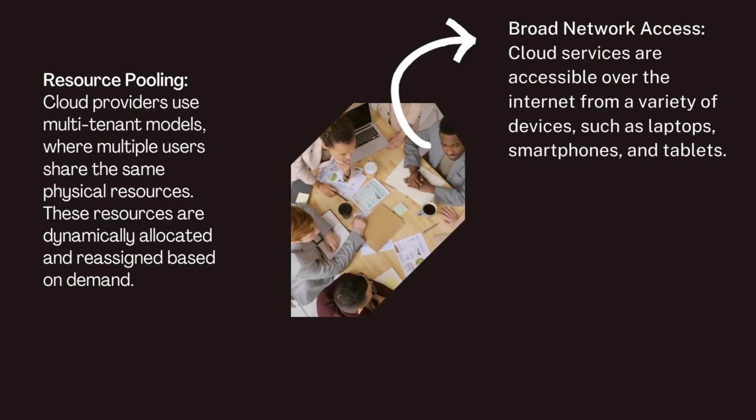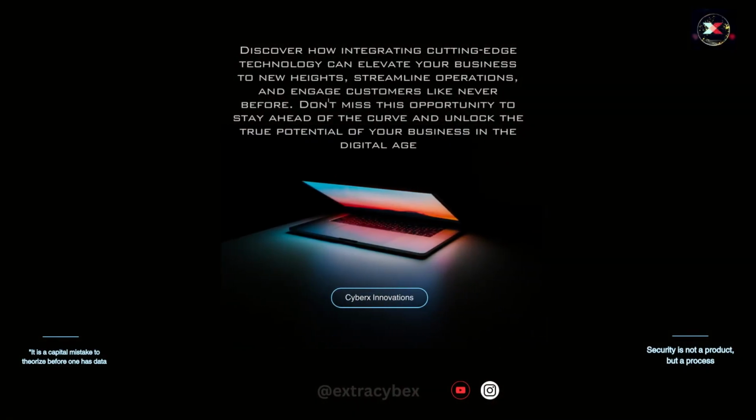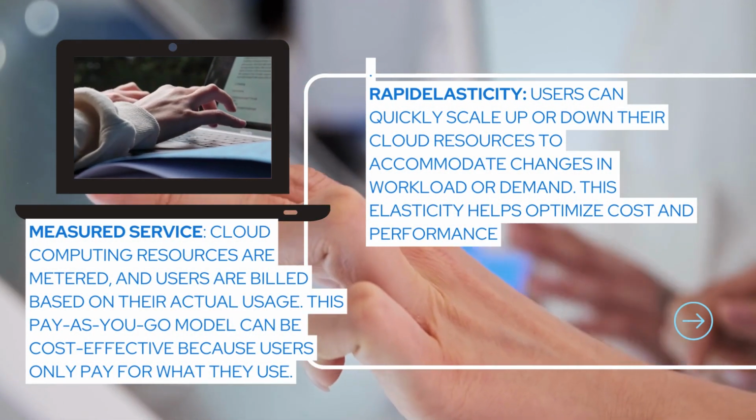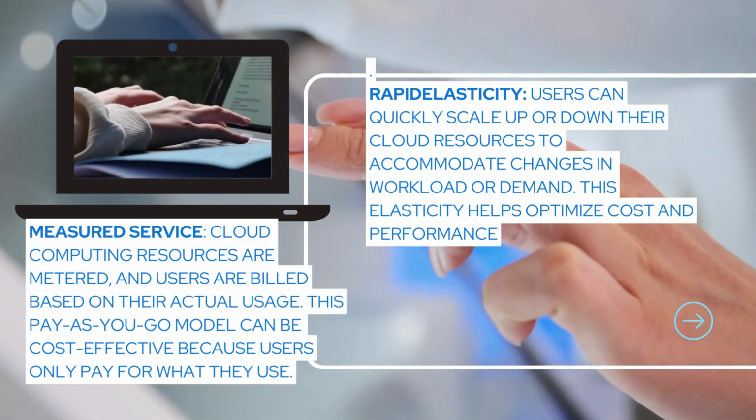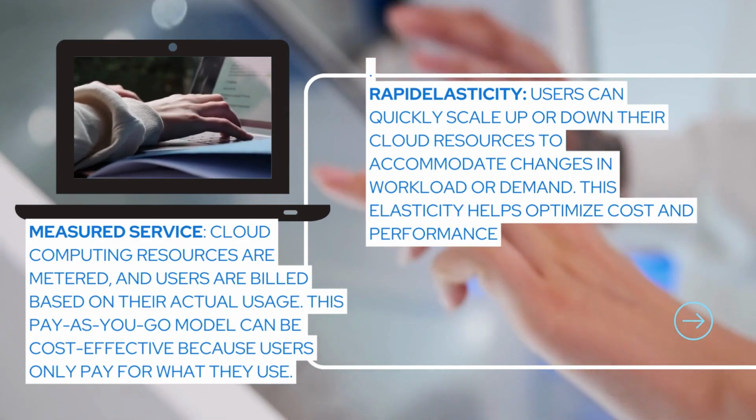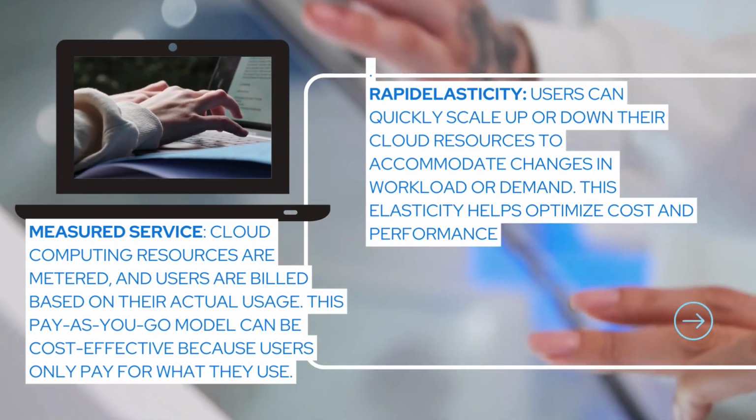Furthermore, resource pooling. Cloud providers use multi-tenant models, where multiple users share the same physical resources. These resources are dynamically allocated and reassigned based on demand. Rapid elasticity. Users can quickly scale up or down their cloud resources to accommodate changes in workload or demand. This elasticity helps optimize cost and performance.